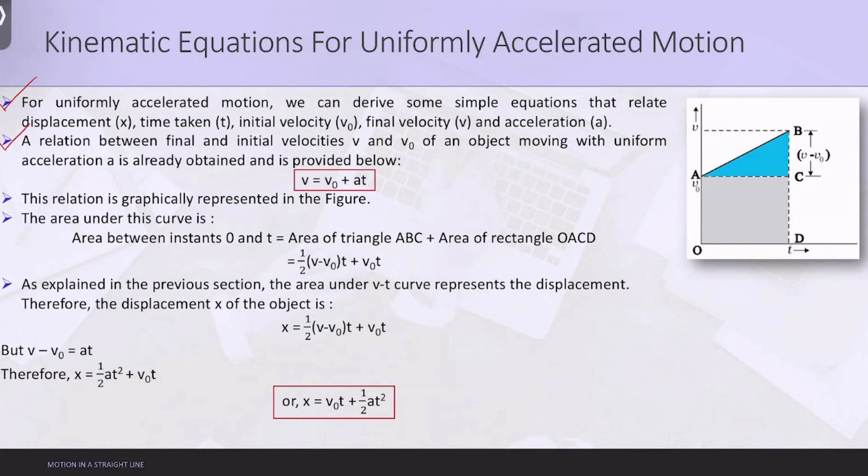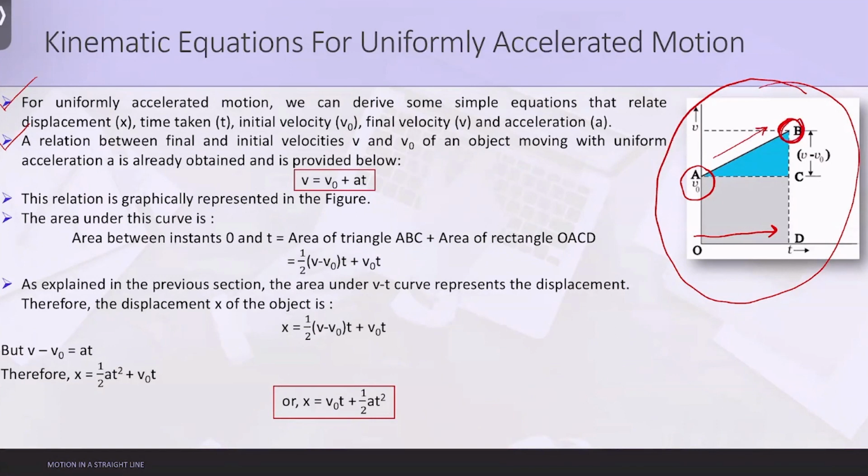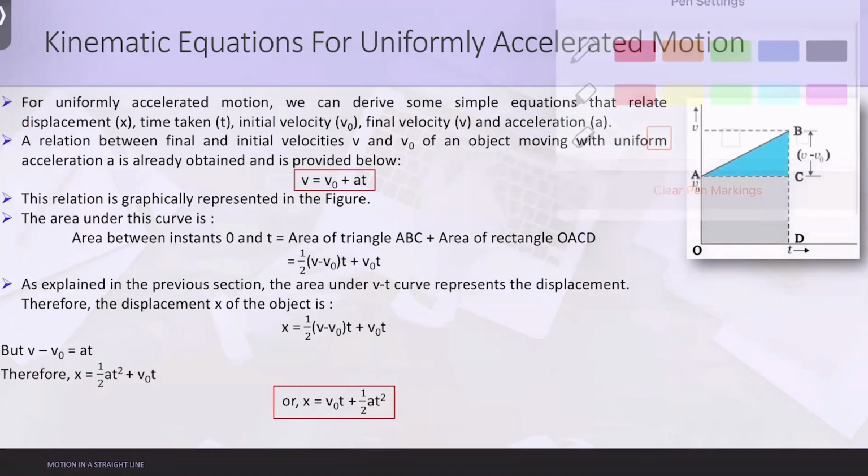This relation is graphically represented in the figure. From this figure also, there is a constant acceleration happening, in this scenario a positive value. The time is taking place. This was the initial velocity, and after some time t, we got the final velocity. This final velocity is equal to v naught plus a times t. Now, what is the area under the curve?